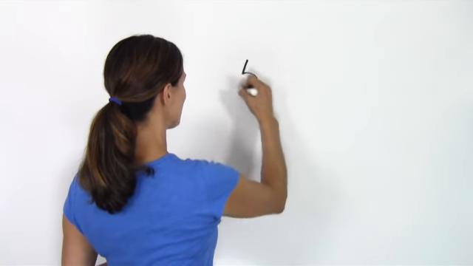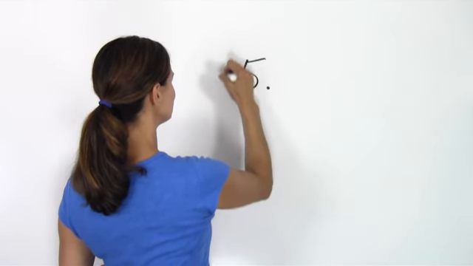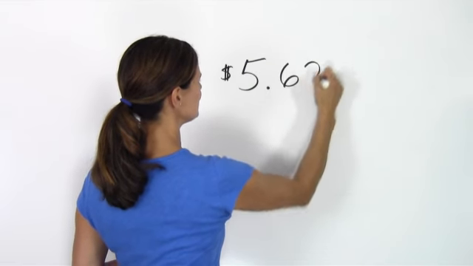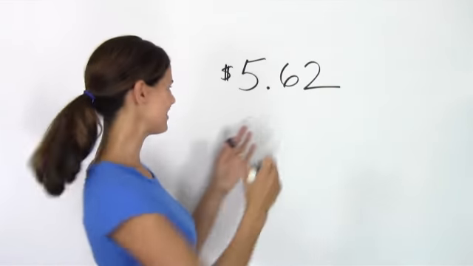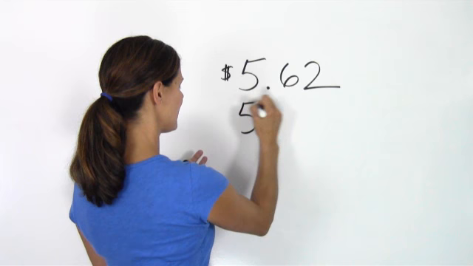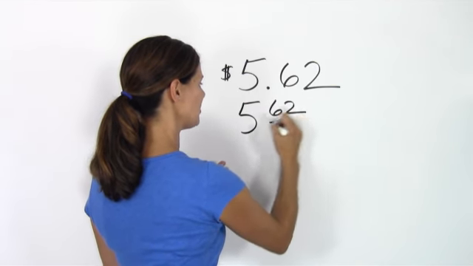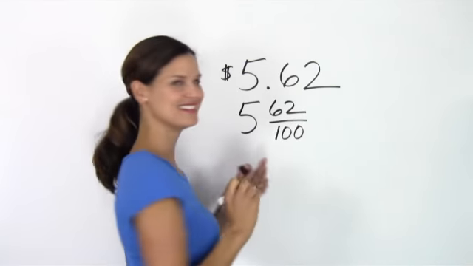In the United States, a dollar can be divided into 100 pennies or 100 cents. So you can think of 1 penny or 1 cent as 1/100th of a dollar. So if you have, for example, $5.62, you can think of this as 5 and 62 hundredths dollars.